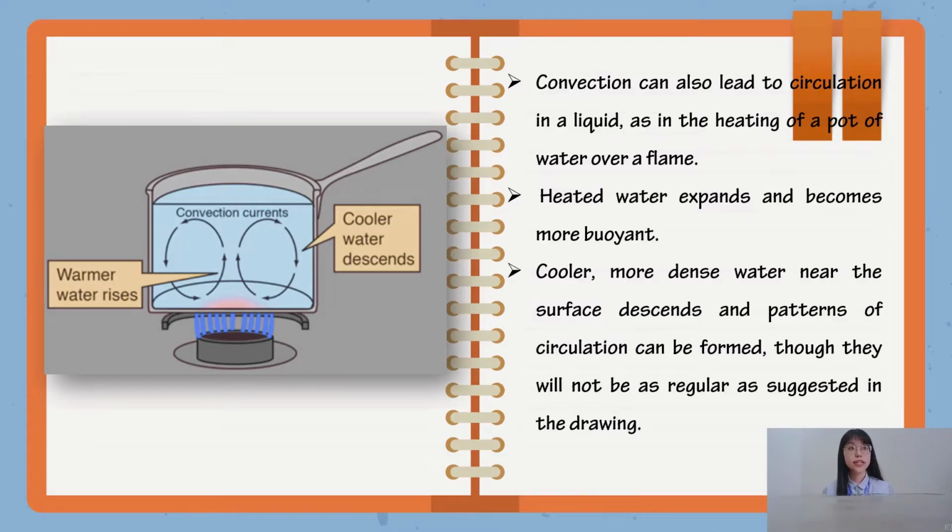Convection can also lead to circulation in a liquid, as the diagram on the left side shows for the heating of a pot of water over a flame. The heated water will expand and become more buoyant. The cooler, denser water near the surface will descend and a pattern of circulation can be formed. And true, it will not be as regular as suggested in the drawing.